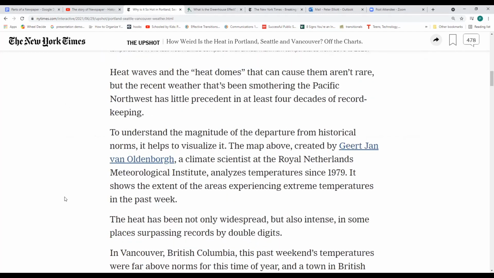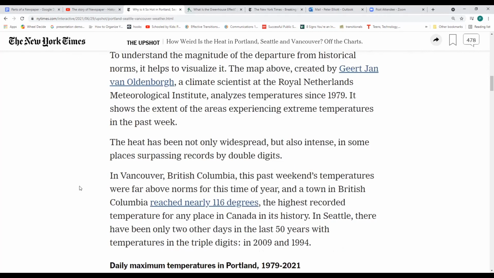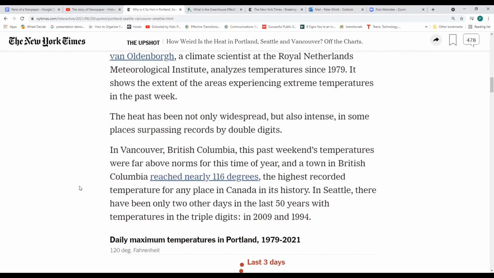Heat waves and the heat domes that can cause them aren't rare. But the recent weather that's been smothering the Pacific Northwest has little precedent in at least 4 decades of record keeping. To understand the magnitude of the departure from historical norms, it helps to visualize it. The map above, created by Oldenburg, climate scientist at the Royal Netherlands Meteorological Institute, analyzes temperature since 1979. It shows the extent of the areas experiencing extreme temperatures in the past week. The heat has not been only widespread, but also intense, in some places surpassing records by double digits.